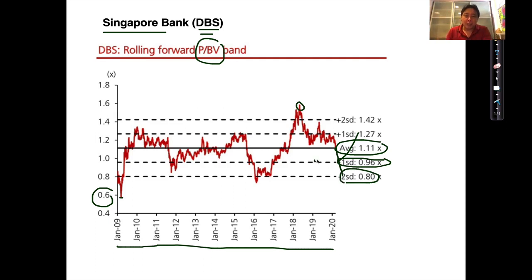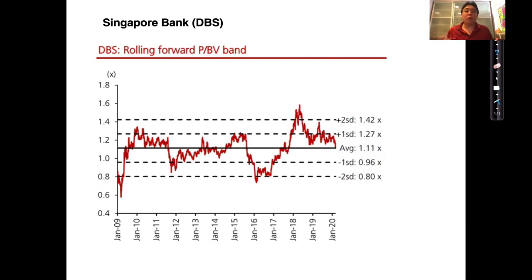So this is cheap, this is dirt cheap, because you know if you buy a good bank at the low of the price to book ratio, eventually when it goes back, you're going to make a lot of money. You're going to double your money easily, right? Now at the same time, when do I not want to buy DBS Bank? Now, obviously, if the price to book ratio gets above 1.27, I'm not buying anymore. It's too expensive, right? If it goes to 1.4, are you nuts? It's at the top, it's probably going to come back down again.